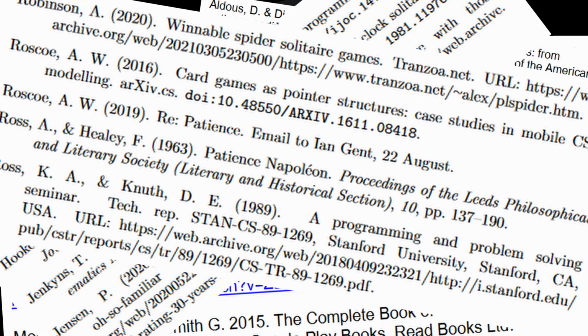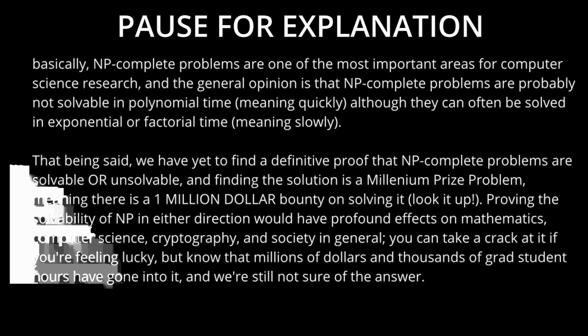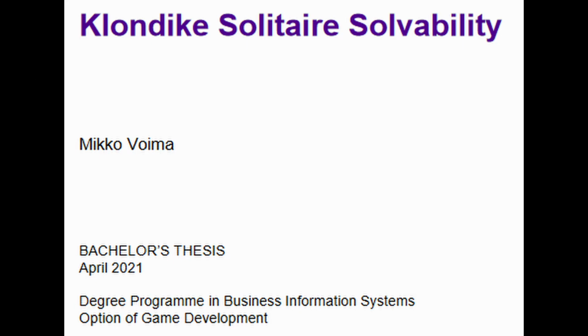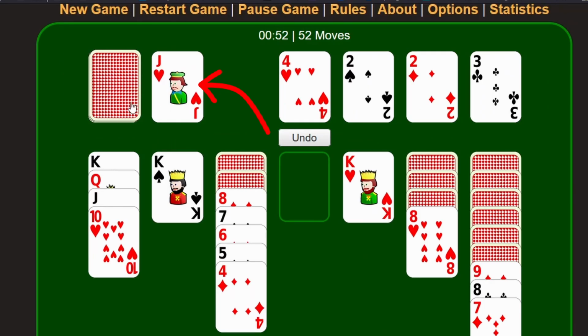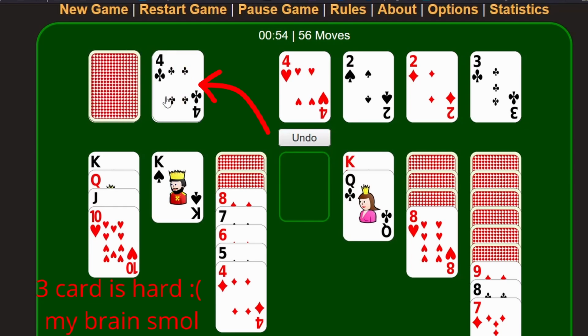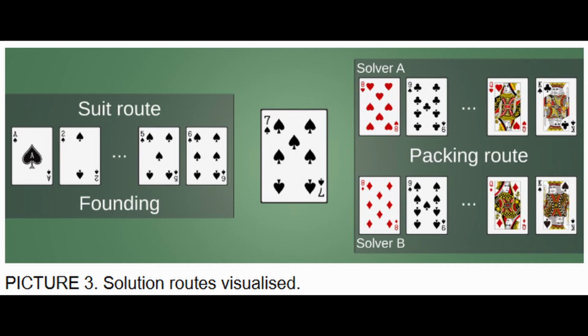Researchers have been analyzing Solitaire for decades now, and it's highly unlikely that we'll ever find a general solution with current mathematics. Still, progress has been made, and I want to share some of that progress with you today. For this video, we're going to focus on one-card Klondike Solitaire, which is easier and less popular than the three-card variant, but as you're about to see, analyzing it is already quite complicated.